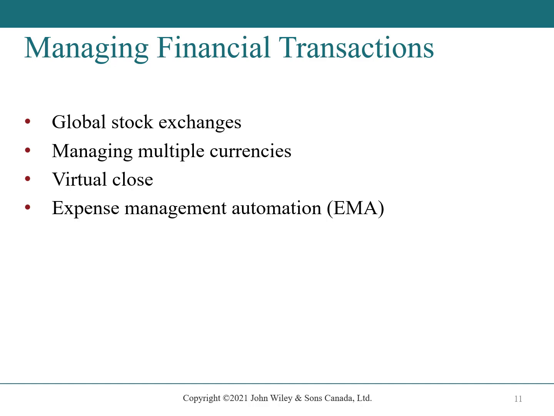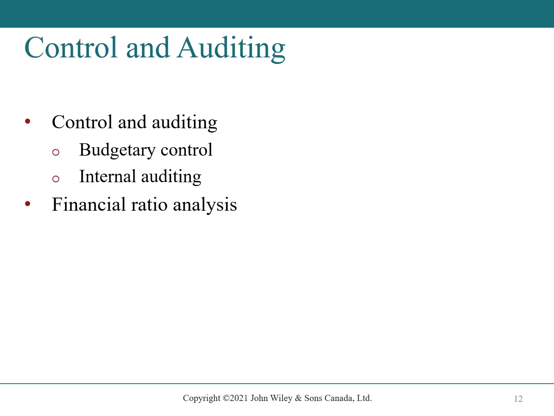Expense Management Automation, EMA. This refers to systems that automate the data entry and processing of travel and entertainment expenses. They're generally web-based applications that enable companies to quickly and consistently collect expense information, enforce company policies, and reduce unplanned purchases, as well as airline and hotel expenses. Ultimately, they allow companies to reimburse their employees more quickly because the expense approvals aren't delayed by poor documentation. Control and auditing.